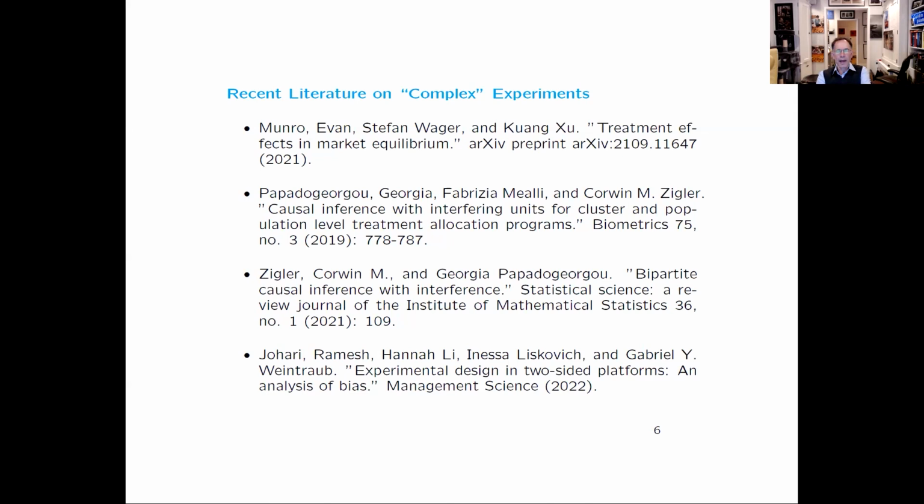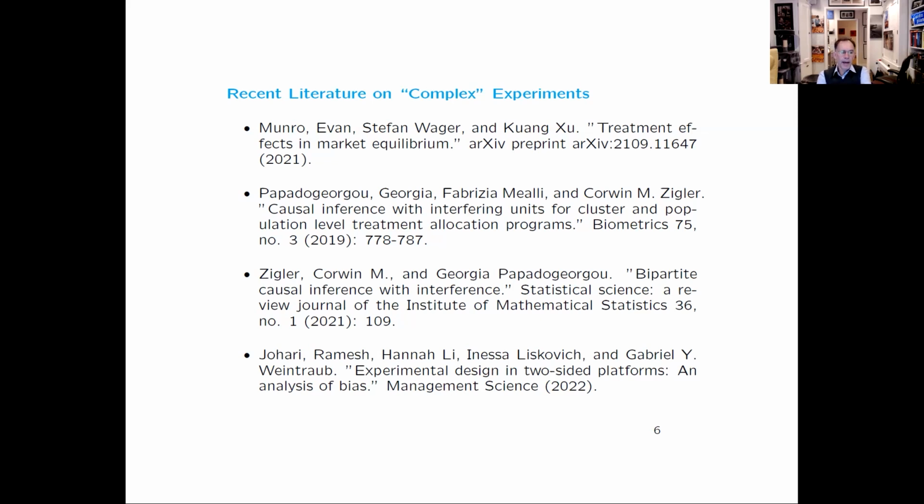Papadogeorgiou, Mayali and Ziegler, another paper by Ziegler and Papadogeorgiou, where they look at bipartite representations of experiments to take account of very general settings of interference, where in particular they separate the population of units that are assigned to the treatment from the population of units that outcomes are measured on.